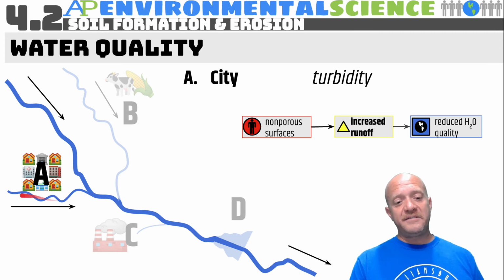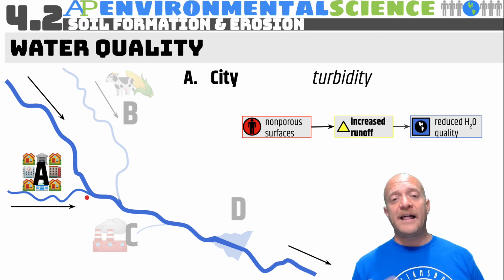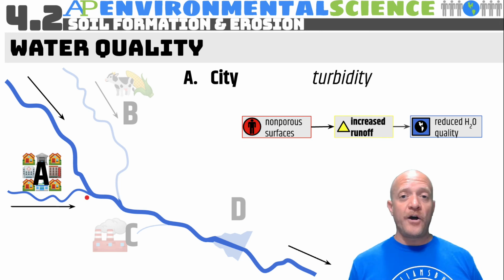So all of this material that comes from the city can cause the water to be a lot more cloudy. And remember, turbidity is the level of cloudiness or a measure of the water clarity. So water that is highly turbid is really mucky and dirty.